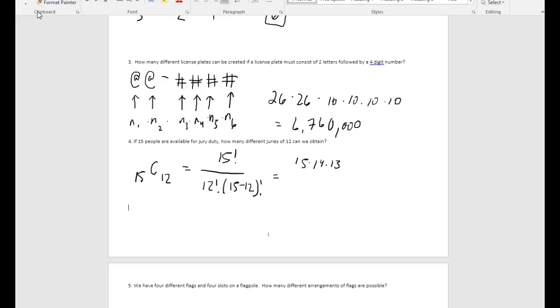And we always want to take it down to whatever we're going to factor out. So times 12 factorial, all over 12 factorial times 3 factorial. So we cross off the 12 factorials and we get 15 times 14 times 13 all over 3 factorial, which is 6. And we get 455.